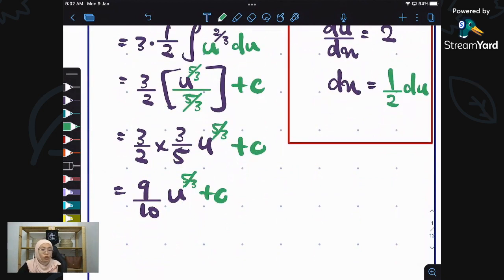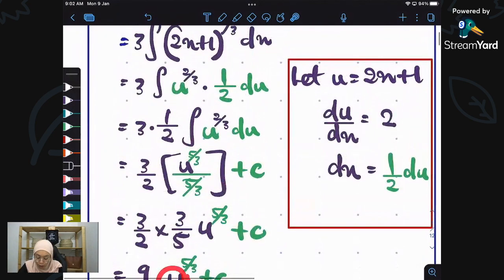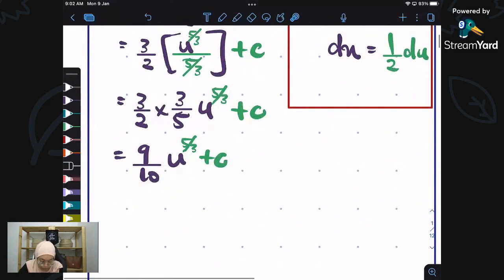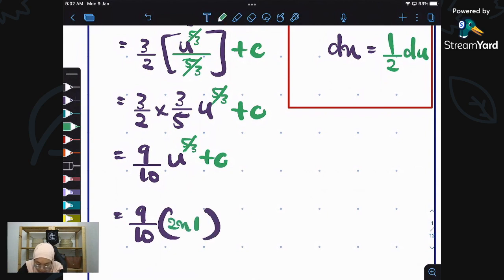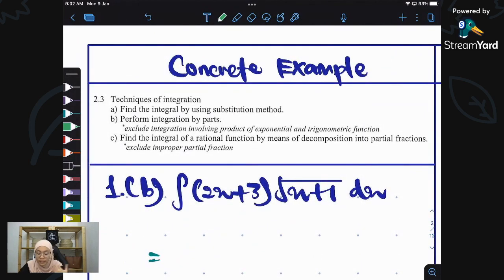But don't forget, you don't want your answer in terms of u. You want to change back the u. Your u should now change back into 2x plus 1. So the final answer will be 9 over 10 in a bracket of 2x plus 1 to the power of 5 over 3 plus c. That is your answer, and that is the method of substitution. Let's go to the next example for further confidence.